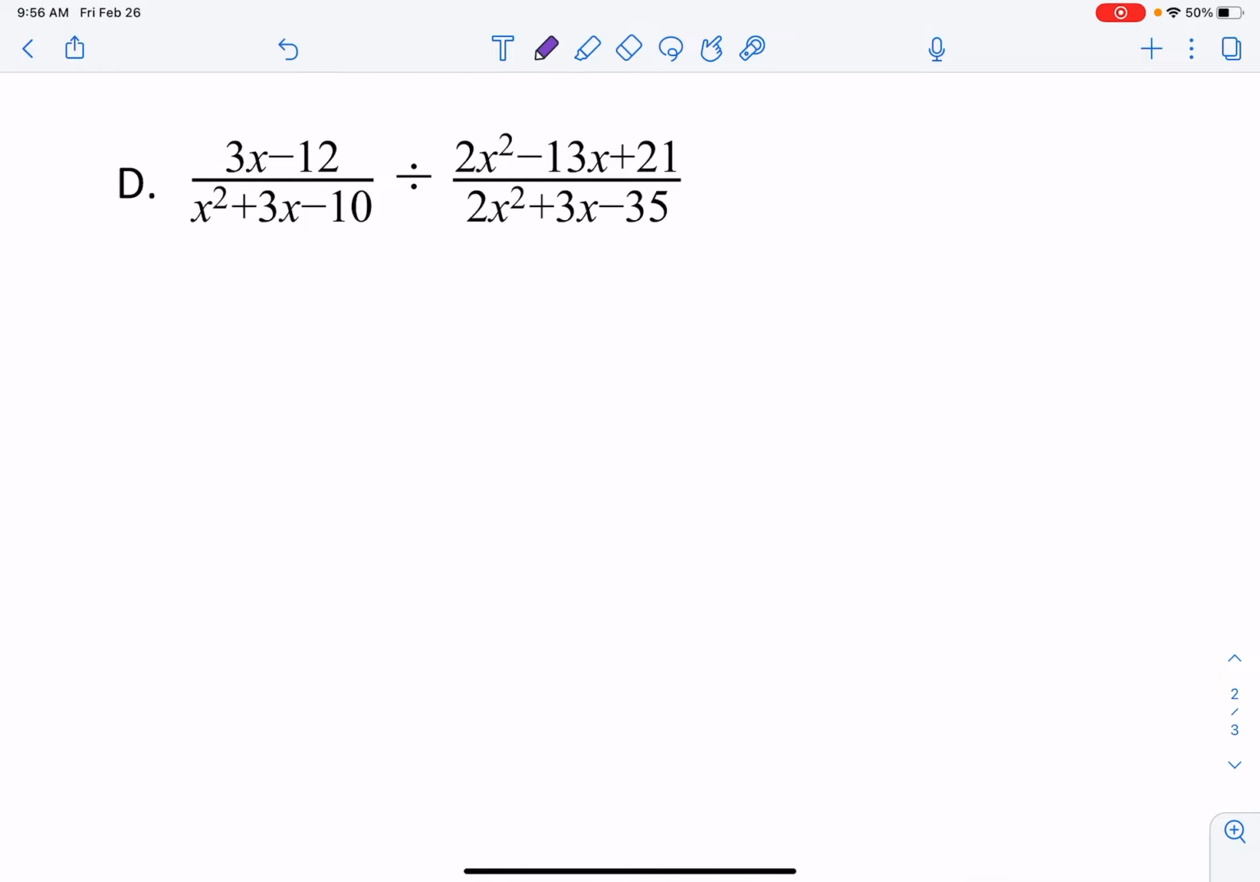So a couple things to think about. I do see that we can factor here, and we also need to make this multiplication and flip. And we need to factor all of them, but here we can do that without the diamond method. We need to see what we can pull out here. So their greatest common factor, we've got 3, leaving us with x minus 4.